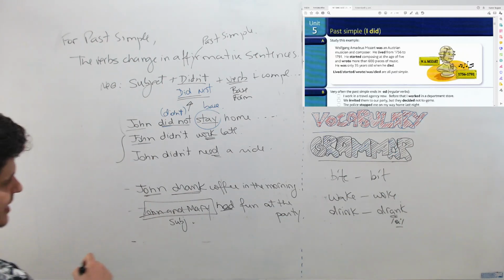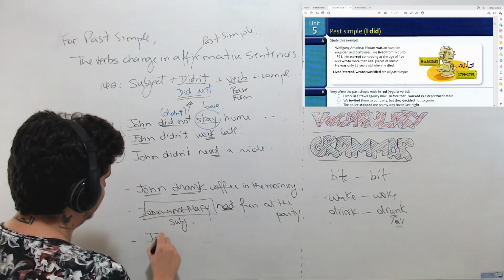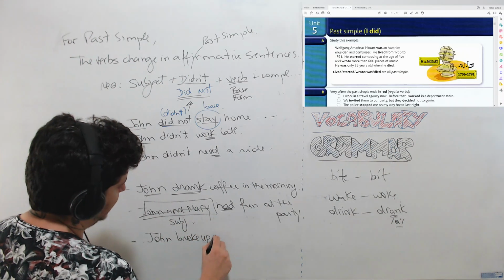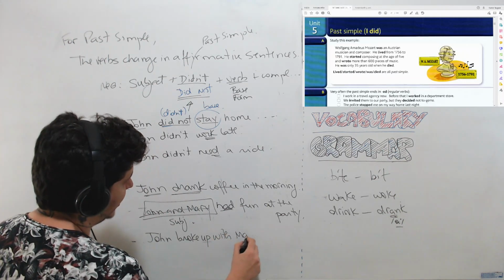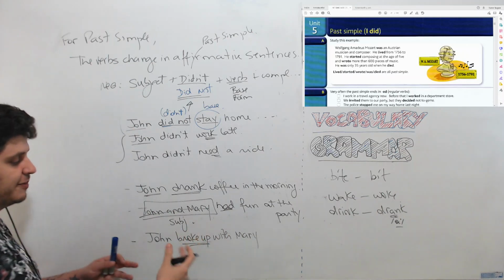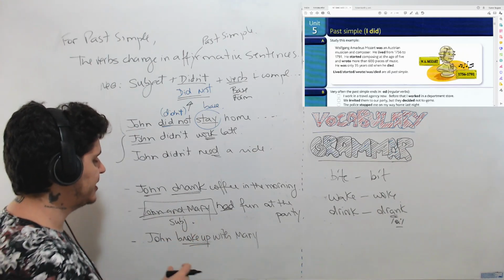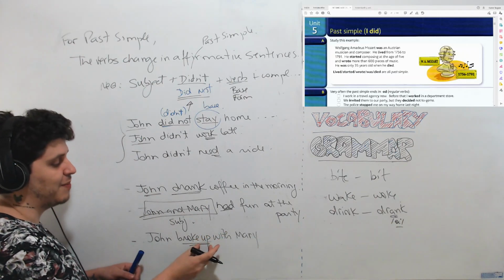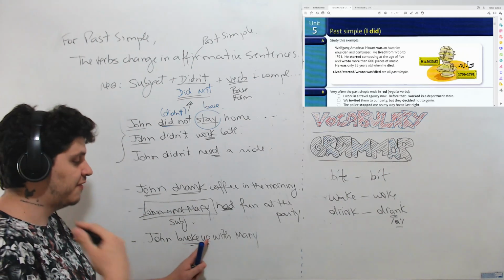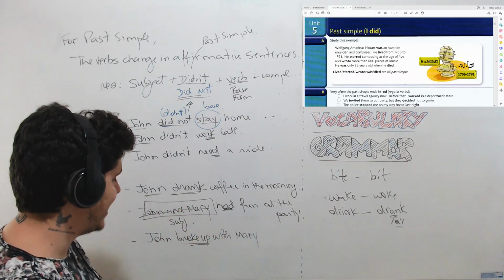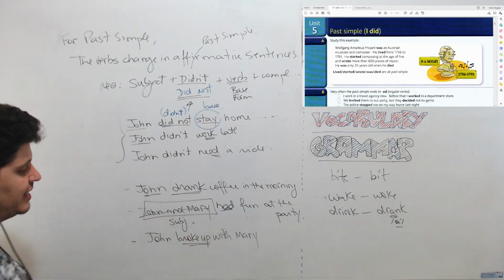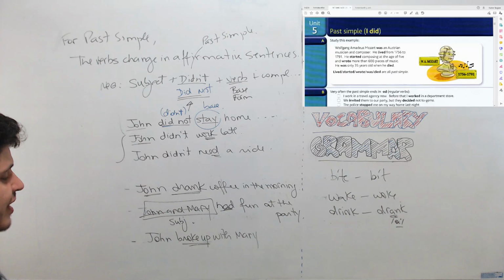Another one, let's say John broke up with Mary. Guys, if the verb that you are using is a compound verb or a phrasal verb, a verb that is made up with other parts like prepositions or adverbs, the verb goes to the past and the preposition follows. This preposition follows it along. It tags along. It doesn't change. Many students forget about the preposition when they are transforming the verbs into the past. Broke up with Mary.